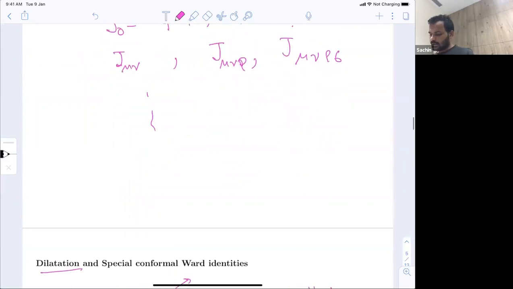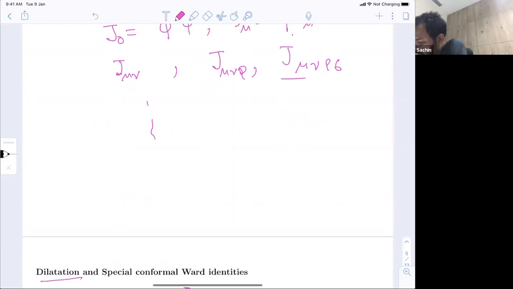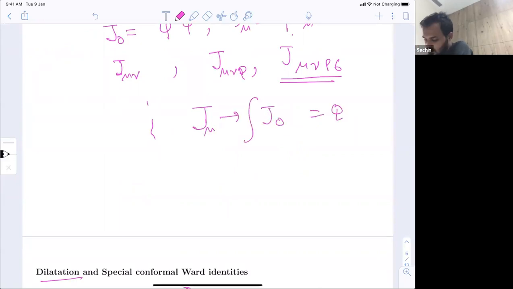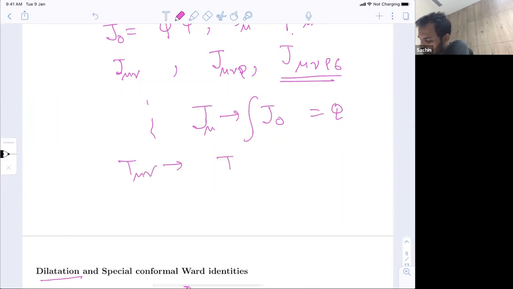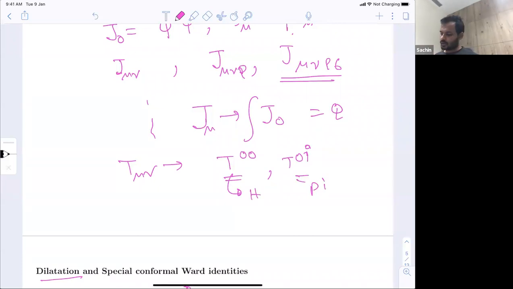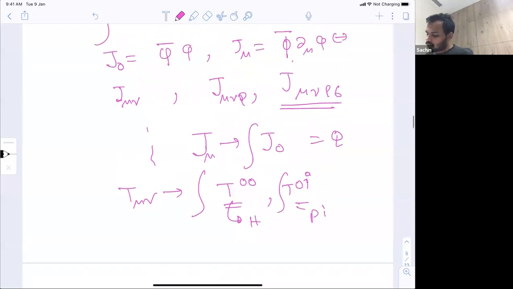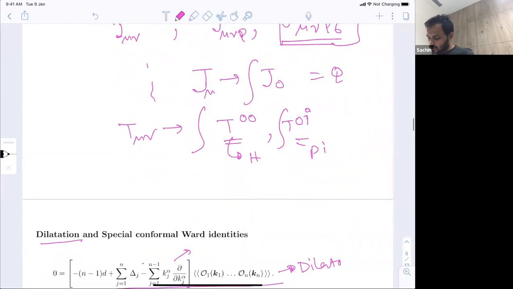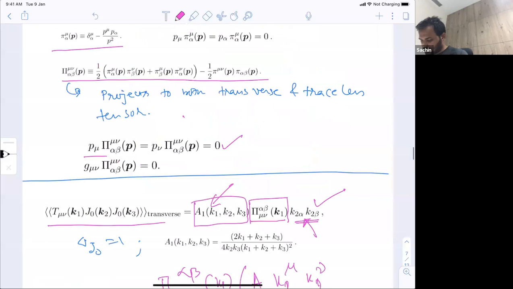So let's say, what are the higher spin equations? Let's say you have this current. This will correspond to some particular charge, right? For example, J mu corresponds to a charge, the integral of J zero, which we call the charge Q. T mu nu corresponds to T zero zero or T zero I. These are what we call momenta and Hamiltonian. These are the charges that I'm talking about, with the appropriate integration. For J mu, this thing also you can construct the charges. Okay. Now, how to use them? That is what I'm going to describe briefly.